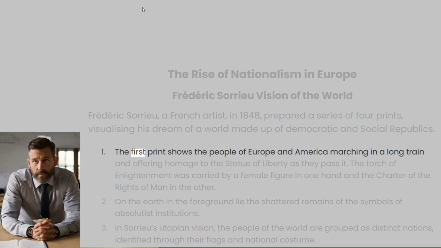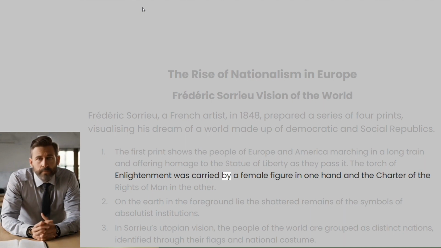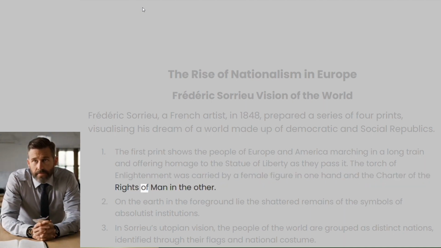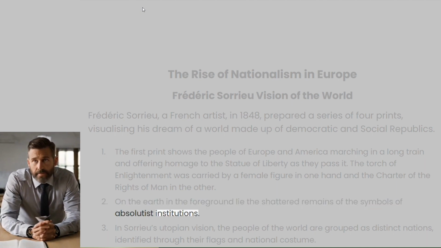1. The first print shows the people of Europe and America marching in a long train and offering homage to the Statue of Liberty as they pass it. The torch of enlightenment was carried by a female figure in one hand and the Charter of the Rights of Man in the other. 2. On the earth in the foreground lie the shattered remains of the symbols of absolutist institutions.